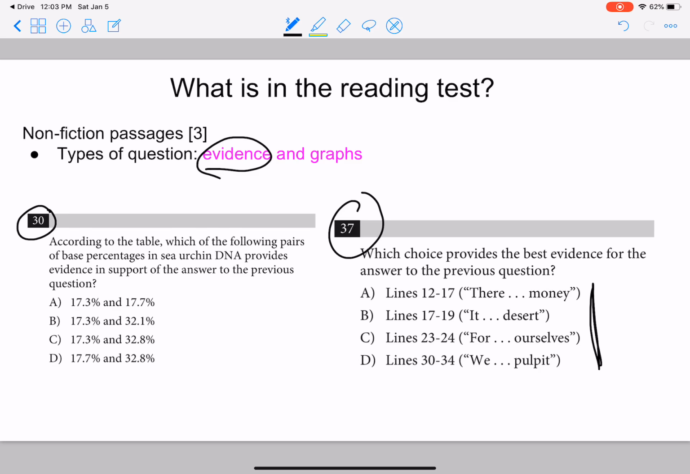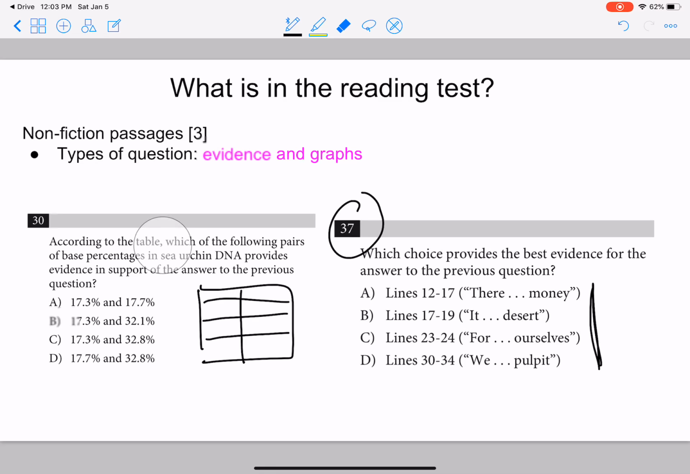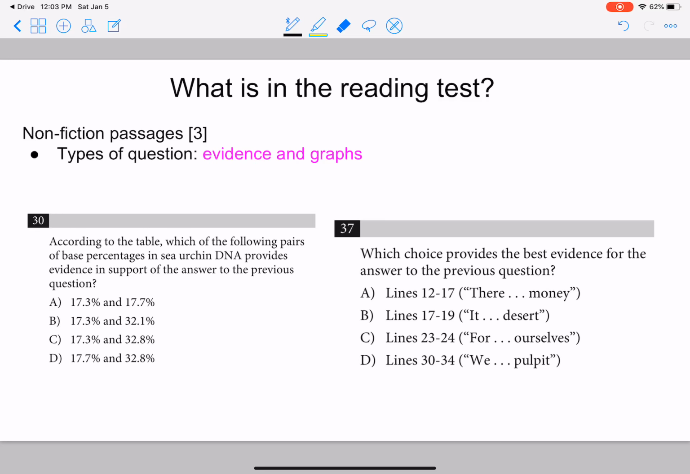And these are actually pretty easy. They're really, really straightforward. There's going to be a specific graph or a table, and literally on there is going to be one of these answers, like 17.3 and 32.1%. It's literally going to be clearly labeled there. And I'll teach you how to make sure you get the answer right, but these are not that hard. Graph and table questions are just questions based on a table or a graph.